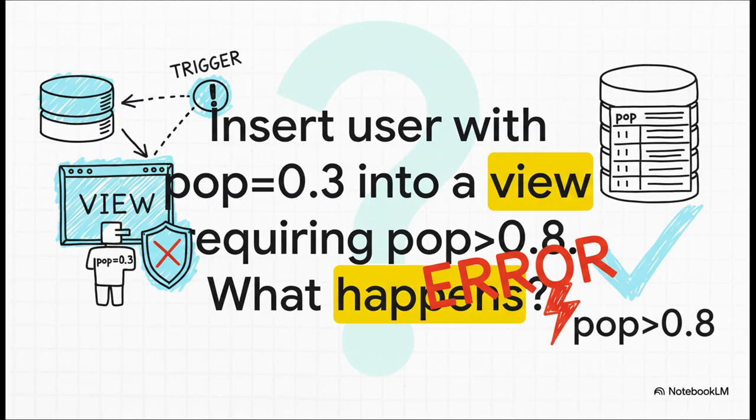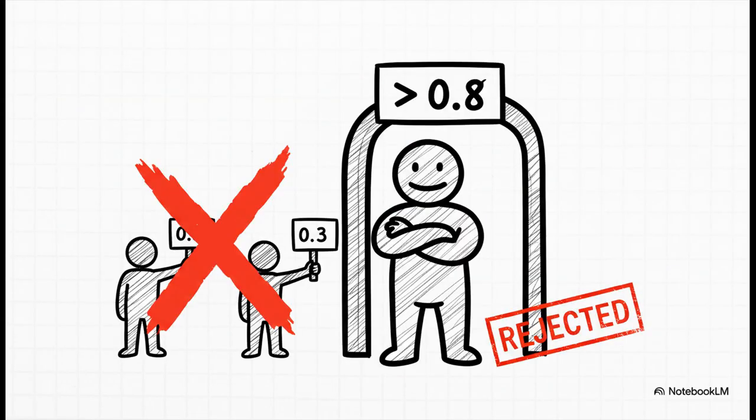Let me throw a little puzzle at you. Let's say you have a view called popular user, and its only rule is where pop greater than 0.8. It only shows you the really popular users. Now, what do you think happens if you try to insert a brand new user with a popularity of, say, 0.3 into that view? The simple and maybe surprising answer is you can't.